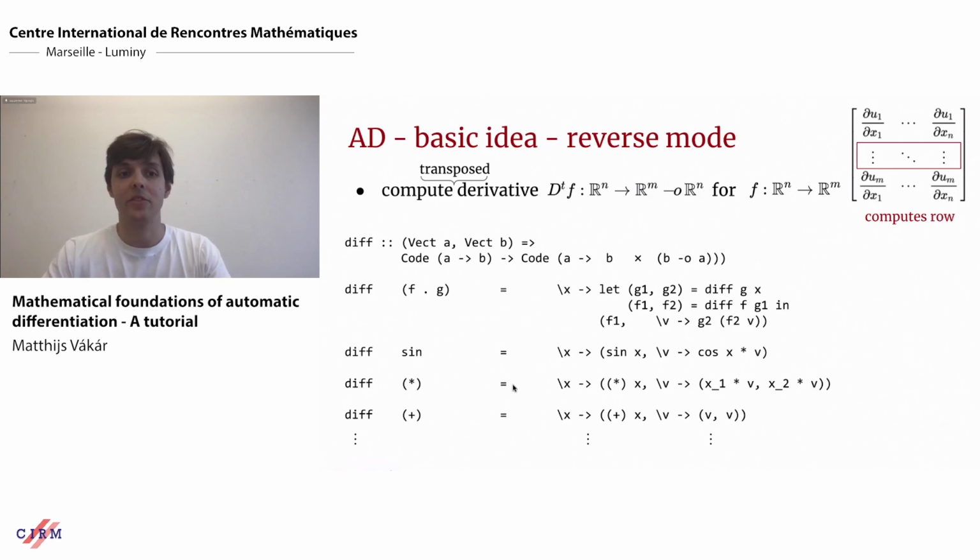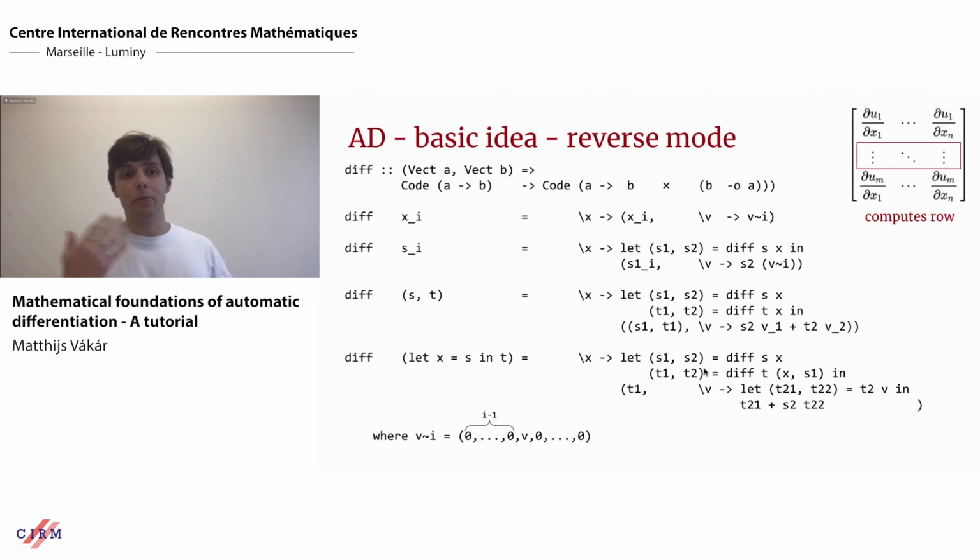And we can similarly calculate what the derivatives are of all other operations. We see that the derivative of sine hasn't changed. That is because sine is a one-dimensional operation. It goes from R to R. The transpose of a one-by-one matrix is itself. Right? So again, we can differentiate other first-order functional code.